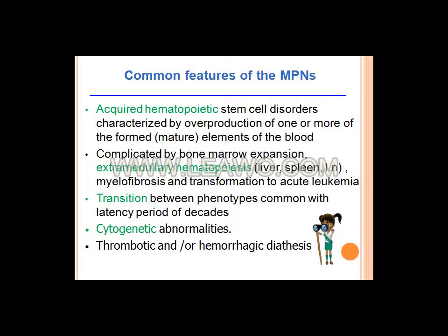The other thing is that transition between different phenotypes of myeloproliferative neoplasms could occur. They harbor cytogenetic abnormalities and they could lead to thrombotic or hemorrhagic death.